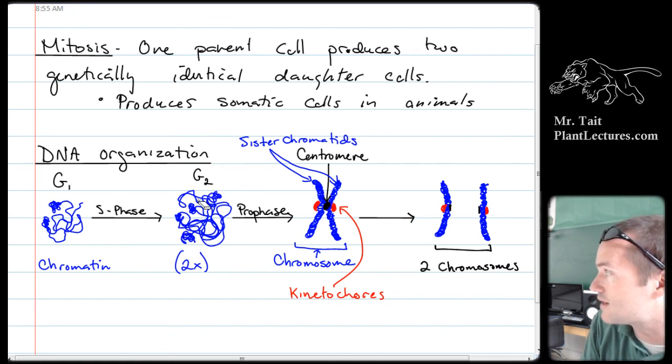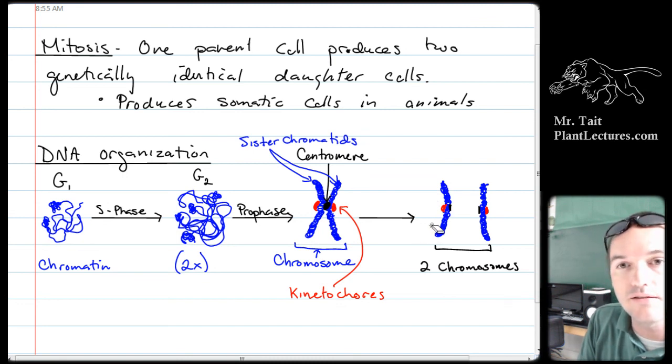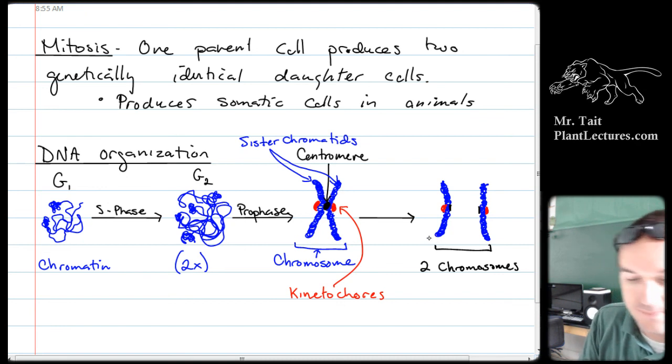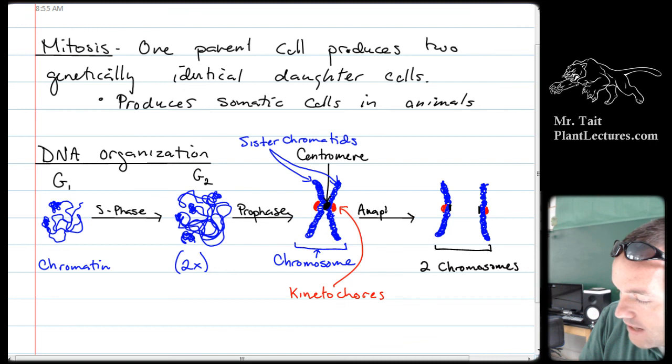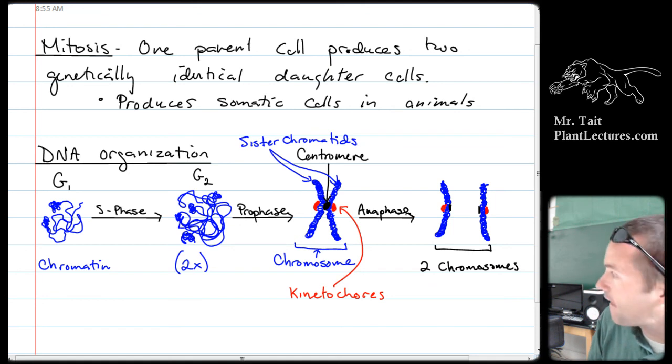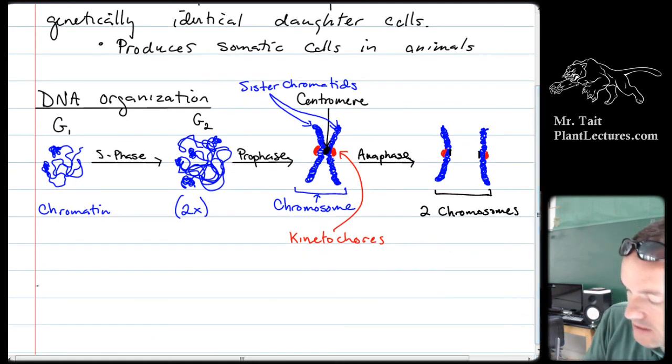We made 200% of the DNA that we needed, and one strand of DNA was right here, and one strand of DNA is right here. So now these chromosomes have 100% of the DNA that they need. Each one of them is a full copy of the DNA. This process where they get pulled apart, that's called anaphase. Make sense?